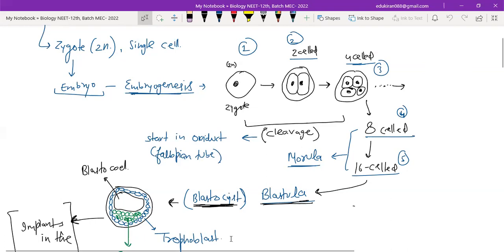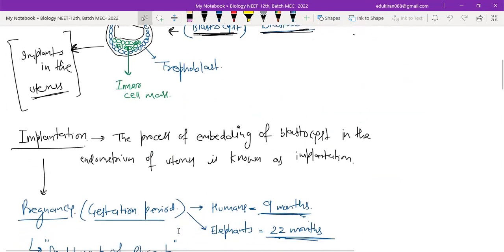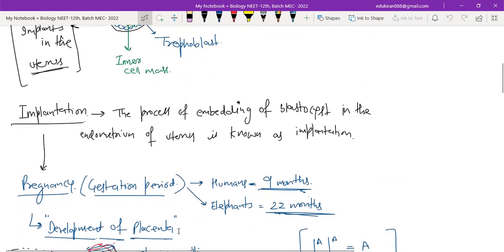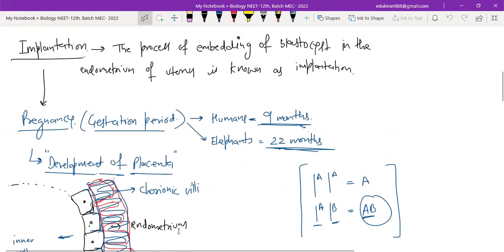It is the 16-cell zygote. It's not the 16 cell. 8 to 16 cell is called morula. Remember? Okay, continue. So it implants at the blastocyst stage, and it implants in the uterus, and then the gestation period starts, which is basically the development of the zygote in the uterus.